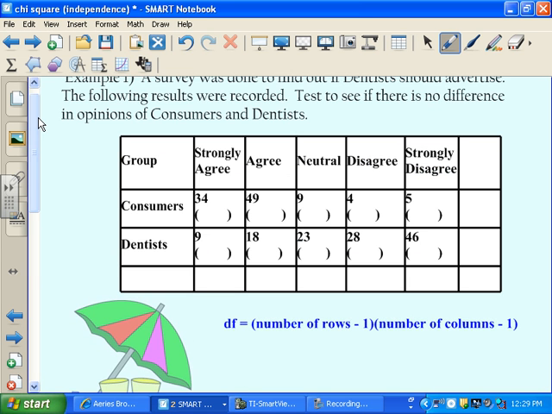As I told you, expected cell count is row total times column total divided by the table total. So you need to total up all these columns and all these rows. For example, this bottom one is 34 plus 9, so we've got 43 there. Do we agree with that? Yep. And then we've got 34 plus 49 plus 9 plus 4 plus 5. I don't know what we got there.